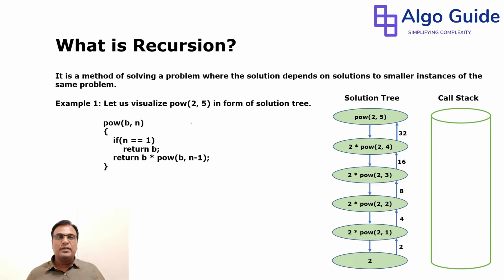Let us look at the algorithm for this implementation. So when the power method with base b and the value of n, that is, power raised to n, is called, the first statement forms the base case, that is, if the value of n is equal to 1, you return the value of base. Otherwise, you return the value base multiplied with the power method, now with the value of n decremented by 1.